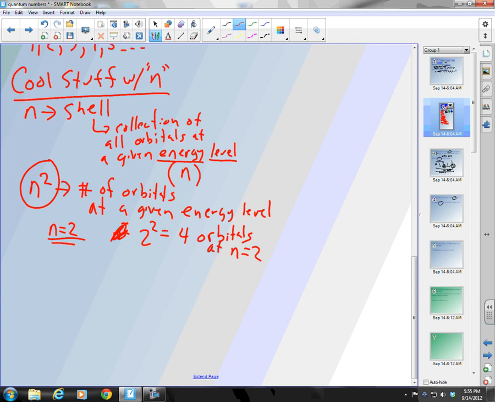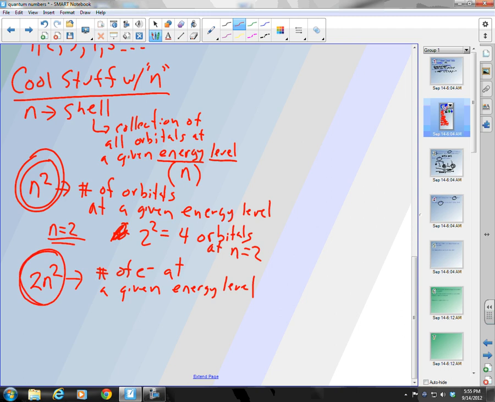And finally, a last cool thing about n is I can actually figure out, because of the Pauli exclusion principle, the number of electrons that can exist at a given energy level. If I know the number of orbitals is n squared, and there can be no more than 2 electrons per orbital, then 2n squared is equal to the number of electrons at a given energy level. So once again, if I'm at n equals 2, how many electrons can occupy the second energy level? 2 times 2 squared. So 2 times 4 is 8. So 8 electrons can possibly occupy the second energy level. Got it? Okay, let's go back and answer our question.